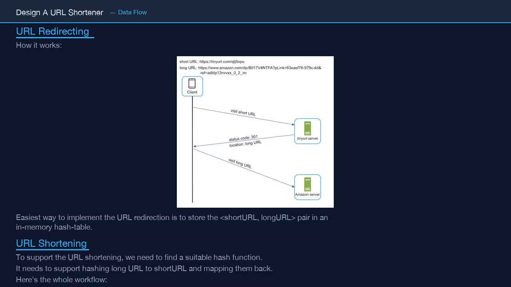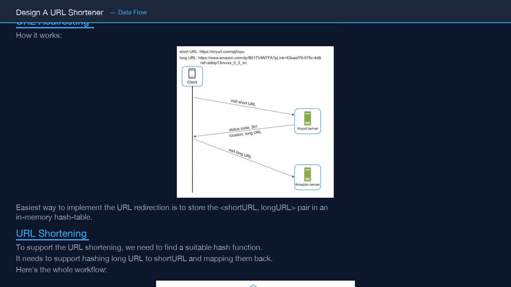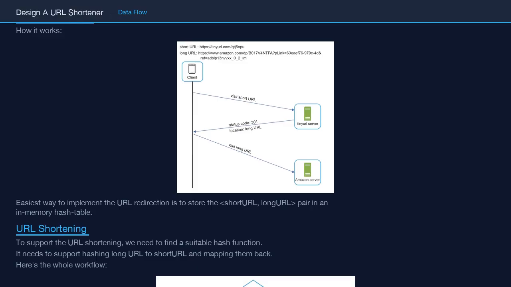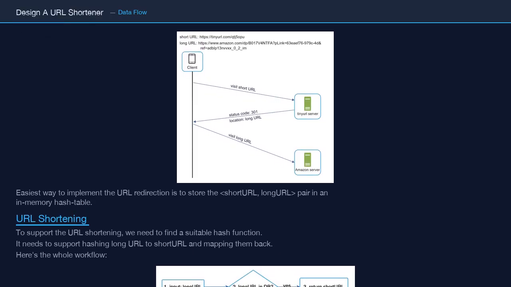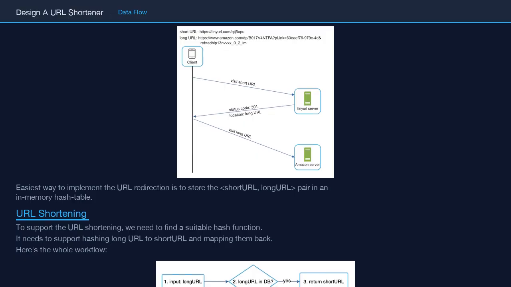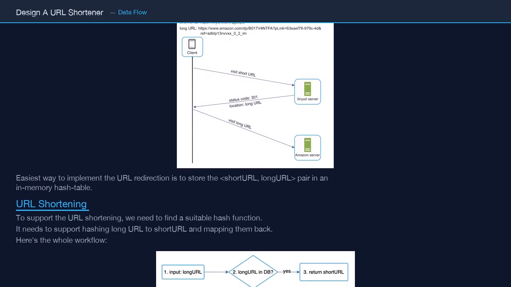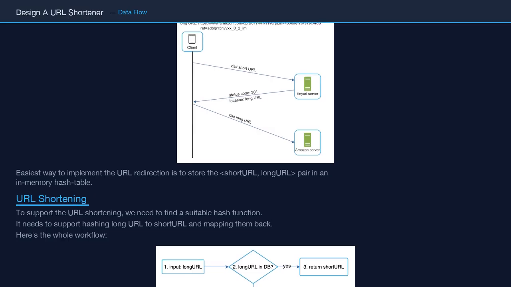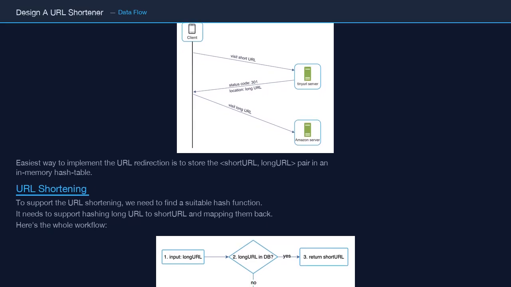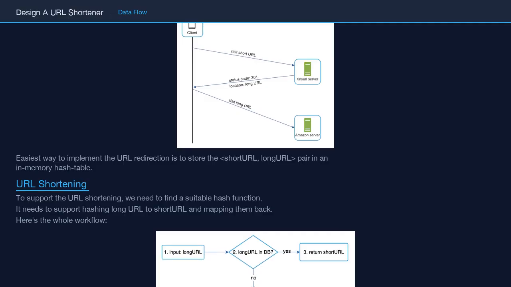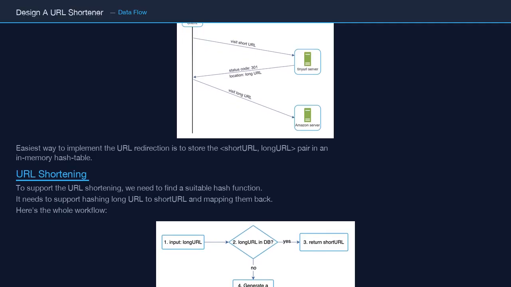Now let's walk through the data flow. Starting with URL redirecting. When a user visits a short URL, we need a way to look up the original long URL and send them to the right place. The simplest and most performant way to implement this redirection is to store the short URL and long URL together as a key-value pair in an in-memory hash table. Because the data lives in memory, lookups are extremely fast, which matters here since redirection is the most frequent operation in this kind of system.